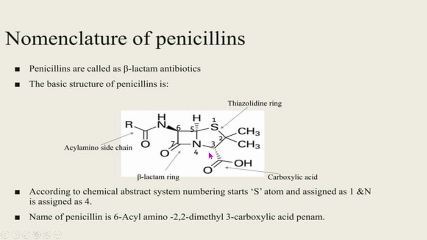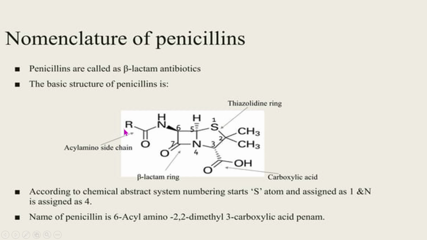This is the numbering pattern of this beta-lactam structure, in which the sulfur atom is assigned the number 1, and likewise the numbers are assigned accordingly. This structure possesses a thiazolidine ring having a carboxylic acid functional group which is attached to the beta-lactam ring. That means the thiazolidine ring attached to the beta-lactam ring is a very important parent structure of penicillin, followed by the acyl amino side chain.